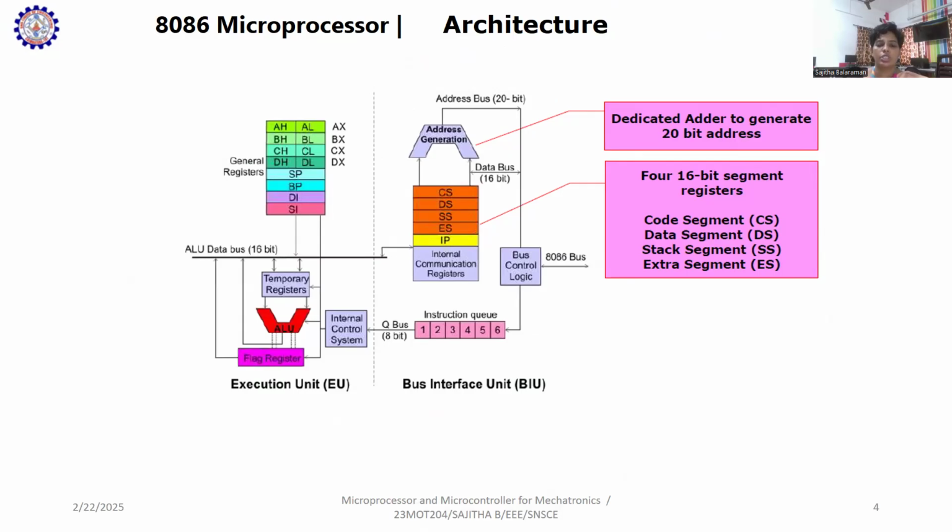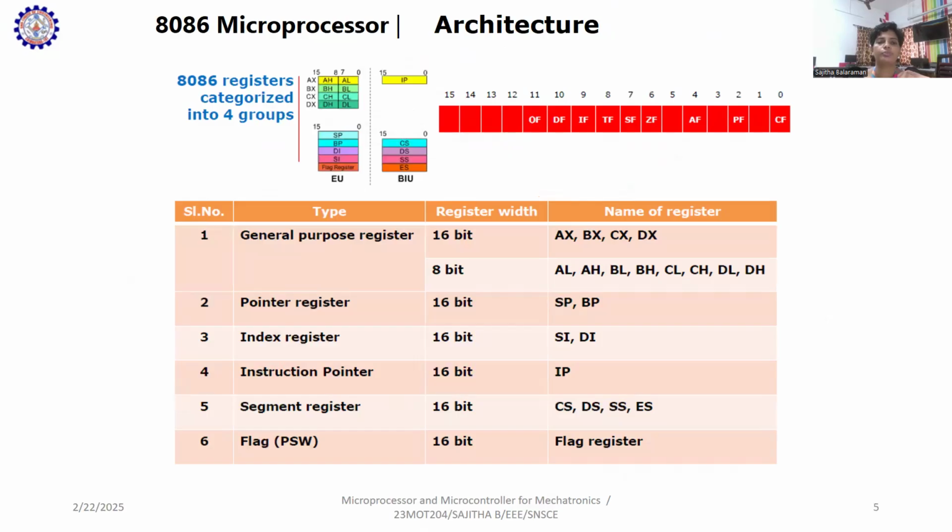Then comes the instruction queue, which is a 6-byte prefetch instruction queue, used to prefetch the instructions from the memory segment, so that there is no necessity for the execution unit to wait for the instruction. It can execute instructions in parallel while the next one is being fetched.